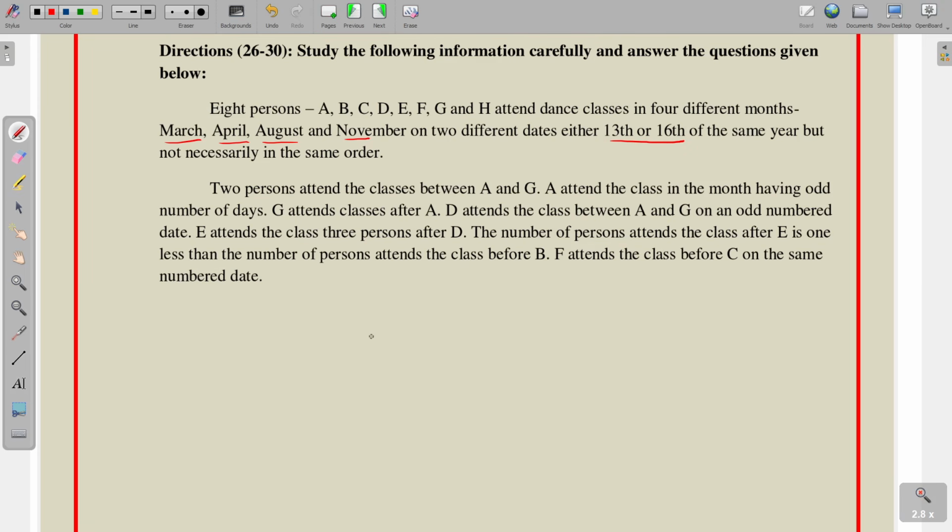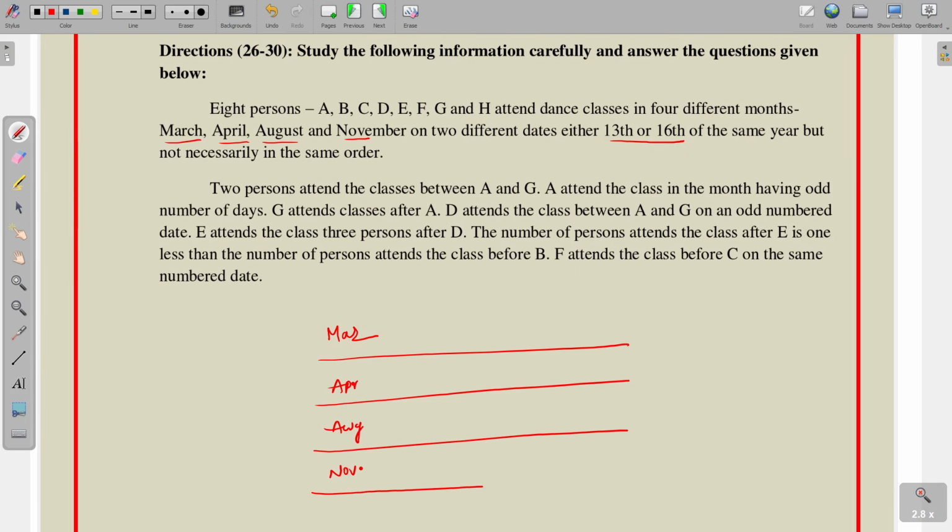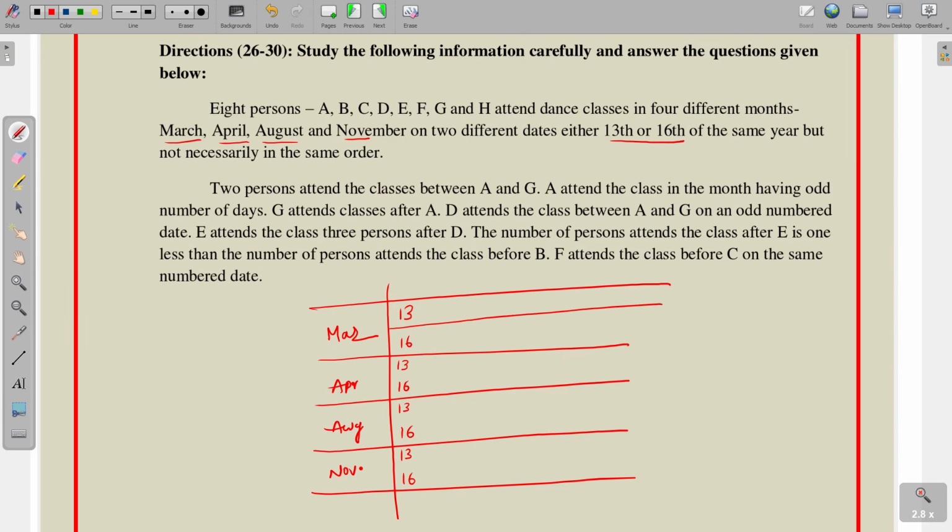So see, here we have 4 months, that is March, April, August and November. These have 2 dates each, that is 13 and 16, 13 and 16, 13 and 16 and also 13 and 16. Let us move on to the puzzle. See the first one.